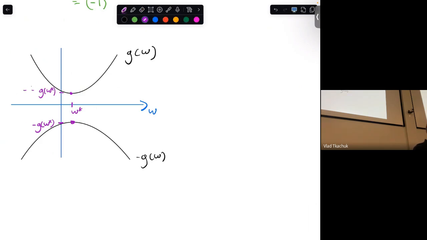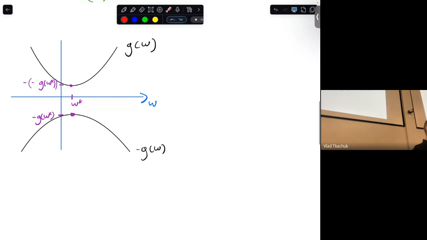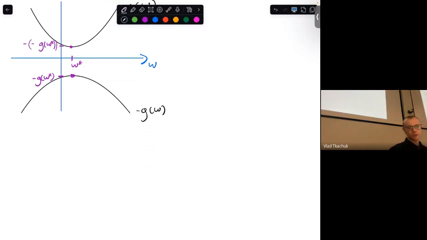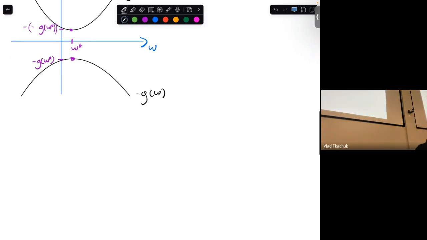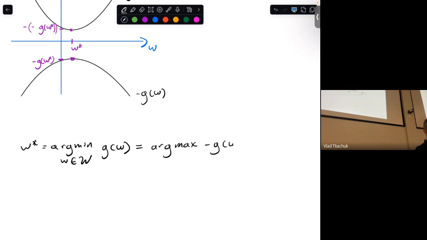So in some sense, this is this, right? But notice that the minimizer is the same for both. Okay. So the story is, if you've minimized the function, and you needed the maximum of some other function, then you just minimize the negative of the function. And the relationship, more precisely, is the following: the argmin, which we call w star, of g of w is equal to the argmax of negative g of w.